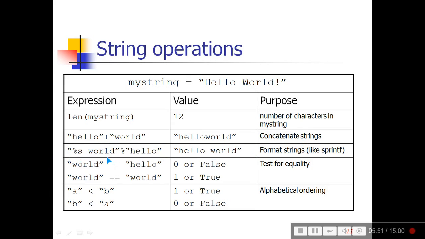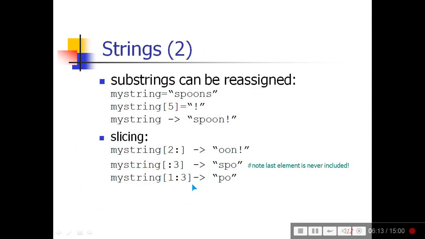We do this thing, that is, we are actually formatting this string, %s world and %hello. And again here we are checking for equality. World is not equal to hello, so this is 0, and world is equal to world, so this will give 1. And this is alphabetical ordering. Is this less than B or not? So it is 1, and this is likewise 0.